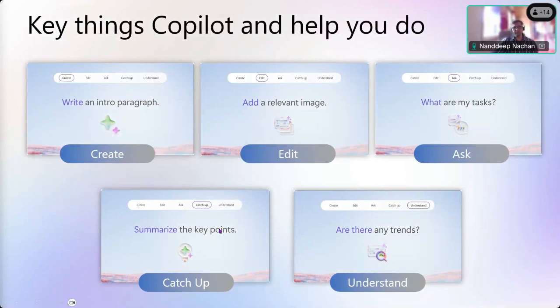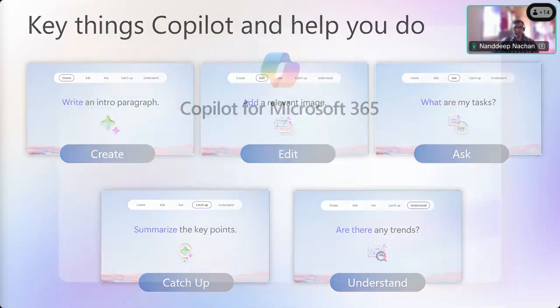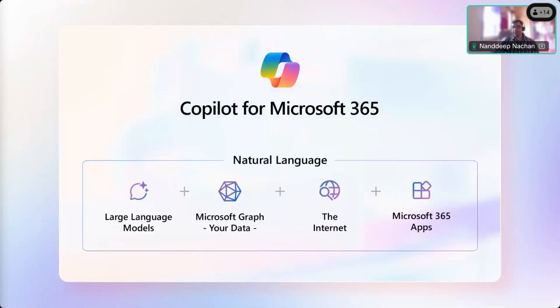And again, for example, if you want to summarize a few of the key points, let's say you have not attended a meeting and you just want to get the key points out of it, Copilot can do that. And since it has context or access to the internet, it can help you understand things like what the trends are, and you can stay in line with all those trends.